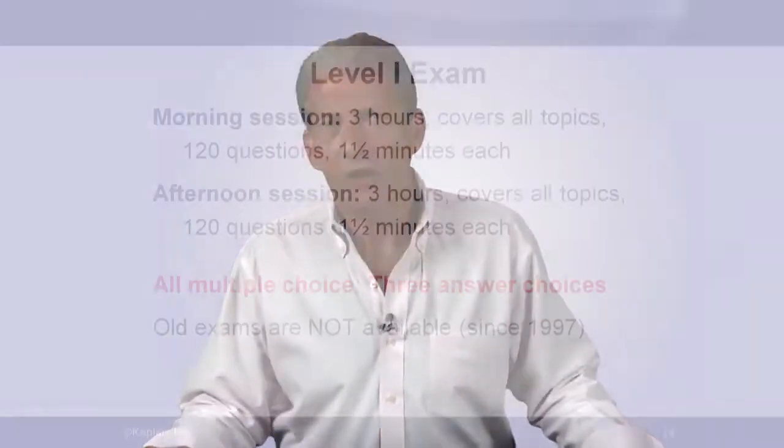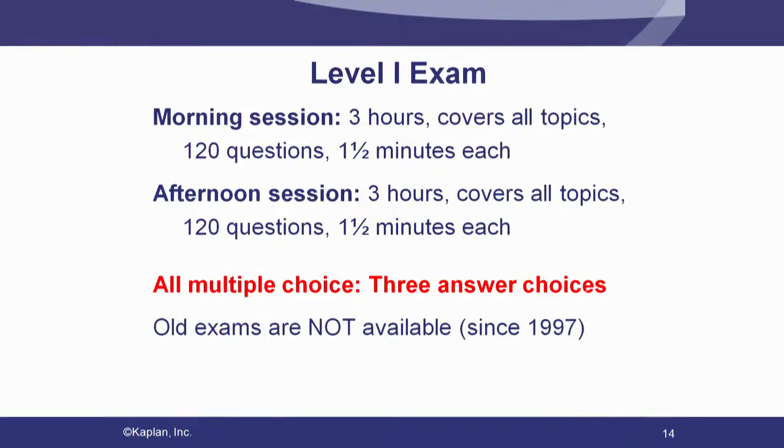Now, level 1 exam, as I mentioned, is 240 questions. There's a morning session with 120 questions, an afternoon session with 120 questions, 3 hours each, so that's a minute and a half per question. It's all multiple choice with only 3 answer choices. So just by random, we would expect a chimpanzee to be able to get 33.3%. Unfortunately, that's not a passing score.